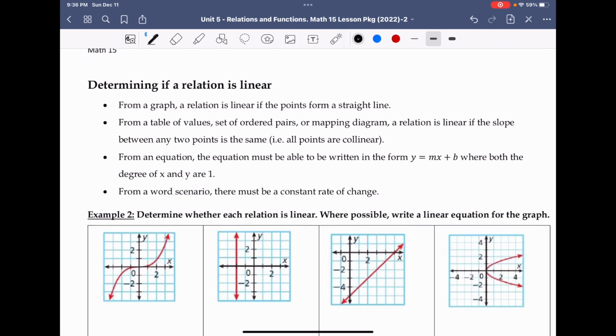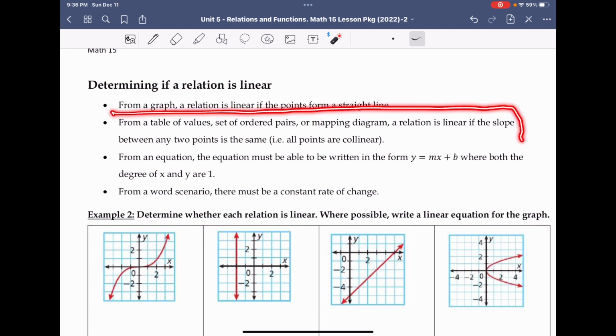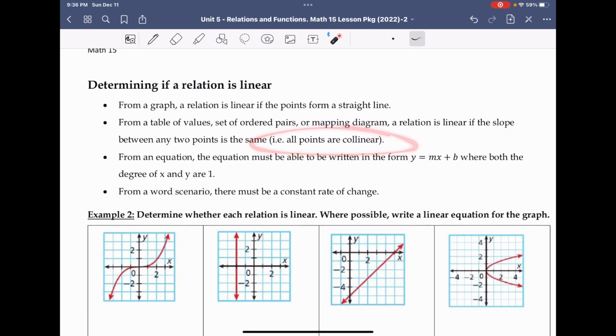All right, now determining if a linear relationship, or a relationship in general, is linear. Well, from the graph, we can determine if it's linear if the points form a straight line. That one should be pretty obvious. From a table of values or a set of ordered pairs mapping a relation with the slope that's the same between any 2 points, that's also what we would call linear, and we know that that represents collinear, or when we talk about collinear, it's saying that they have the same slope.